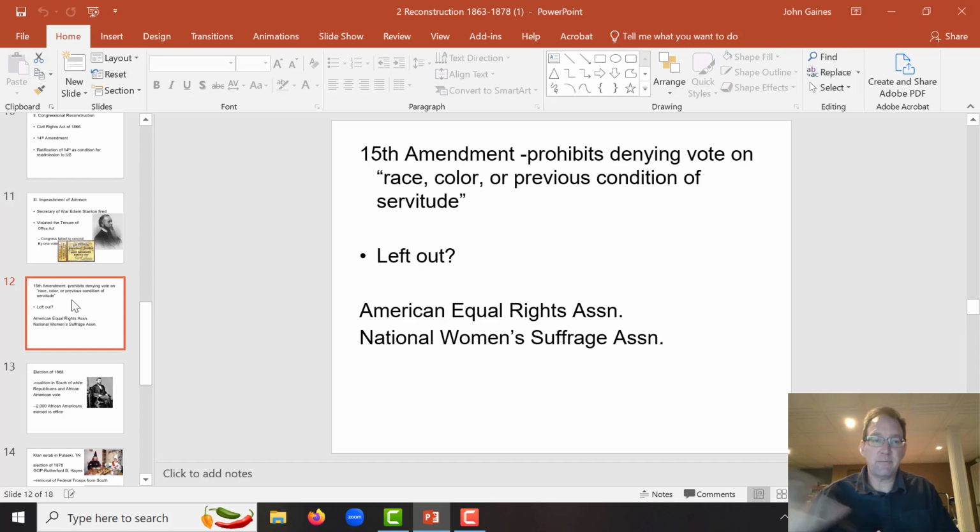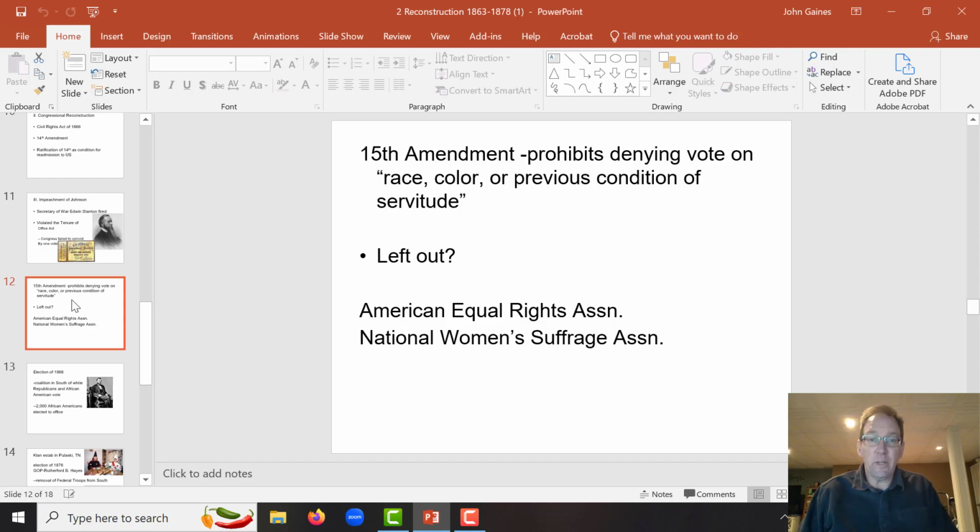After Congress kind of knocks Andrew Johnson on the head, they're going to pass the third Reconstruction Amendment. So the first Reconstruction Amendment is the 13th Amendment, which abolishes slavery. The second is the 14th, which gives everybody citizenship. The 15th Amendment is a voting rights amendment. It prohibits denying the right to vote on the basis of race, color, or previous condition of servitude. It does not mention gender at all.